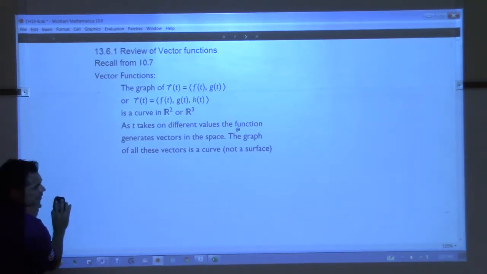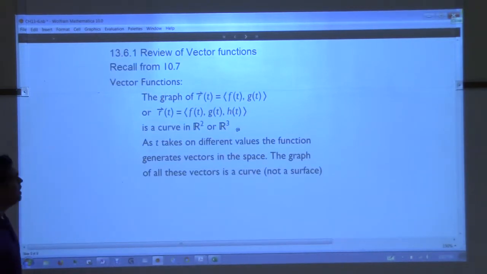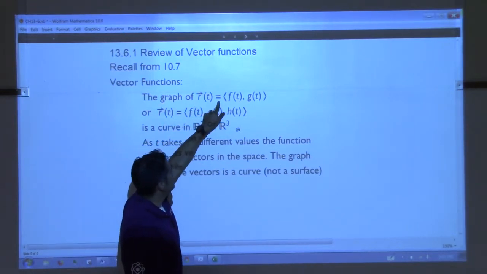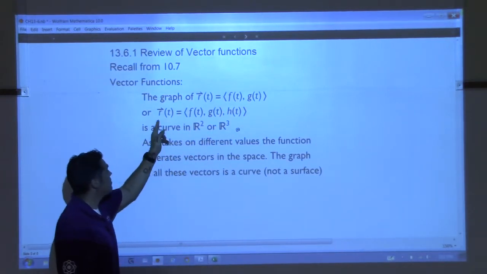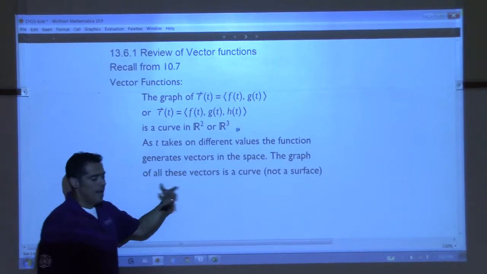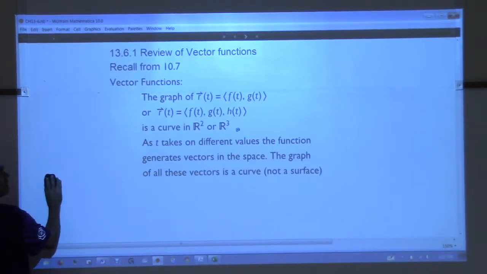Make this a little bit bigger. So we had said that if we define a vector function, r of t is equal to this vector f of t, g of t, or that's two-dimensional. In three-dimensional space, r of t is f of t, g of t, h of t. Then as we plug in different values of t, we will draw a curve in either two or three-dimensional space.